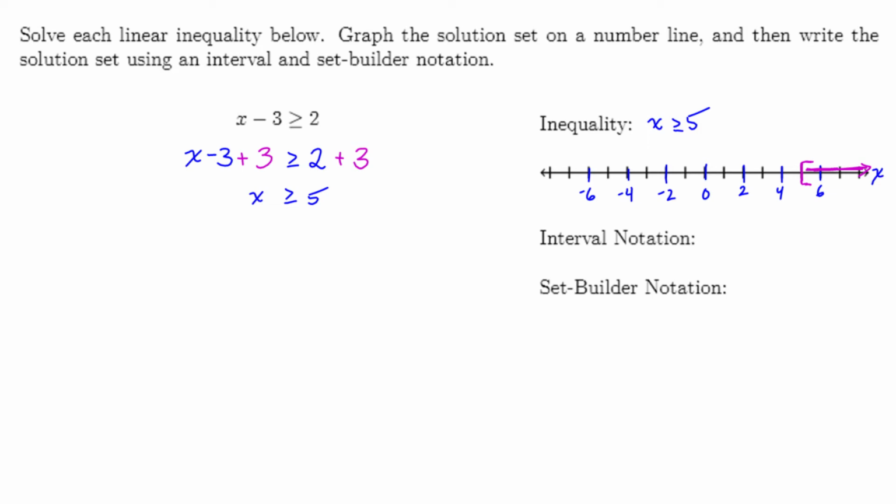Now that I have that graphed, I can pretty readily write interval notation. I'm going to use that same square bracket and then a 5. And then next to that, I'm going to put the infinity symbol and an open bracket. And that just shows that it goes on forever in the right direction.